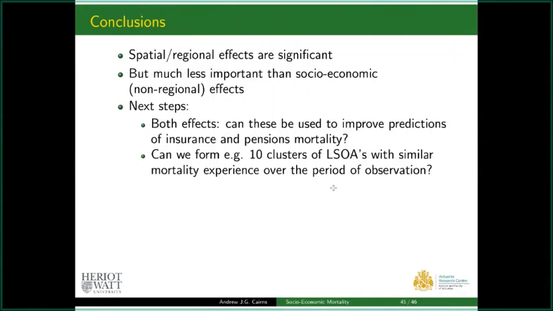And then we have to think about what the next steps are. So both effects, the socioeconomic and also the location-specific effects, can these be used to improve predictions of insurance and pensions mortality? So it might be that we take away our set of predictors, but not necessarily use these as given in terms of the relative levels of mortality, but use these as an additional predictive variable that people might use in their life insurance or pensions data set, and they might be used alongside other information such as pension amounts or postcode data to see whether this extra predictive variable from our analysis can improve your predictions of mortality. An alternative line is to think about forming other clusters of LSOAs.